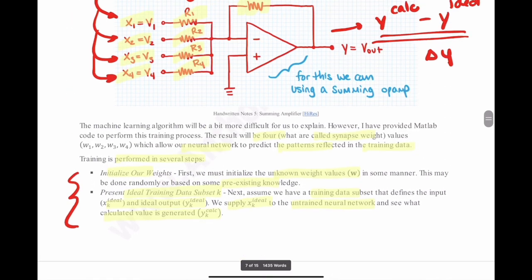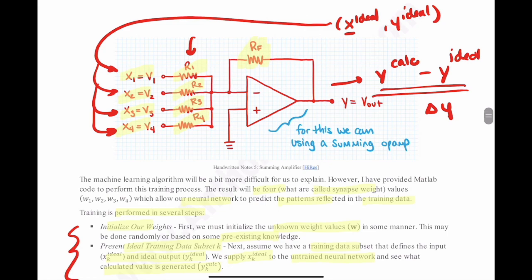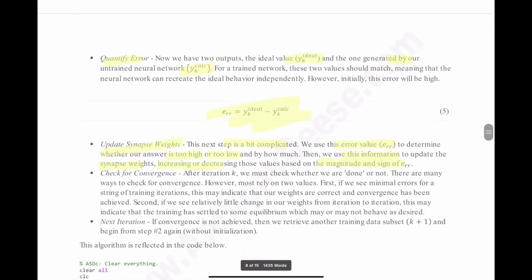So let's say, going back to this example right here, we end up with a Y calculated value that is 5, and we end up with an ideal value that is 2. The difference between those two tells us that our neural network is spitting out an answer that's too large. And so we may want to reduce the value of our synapse weights in order to bring that down. And so we do that in an iterative manner.